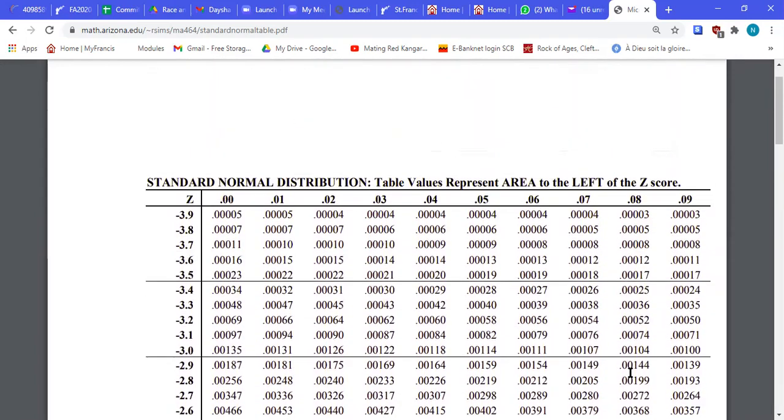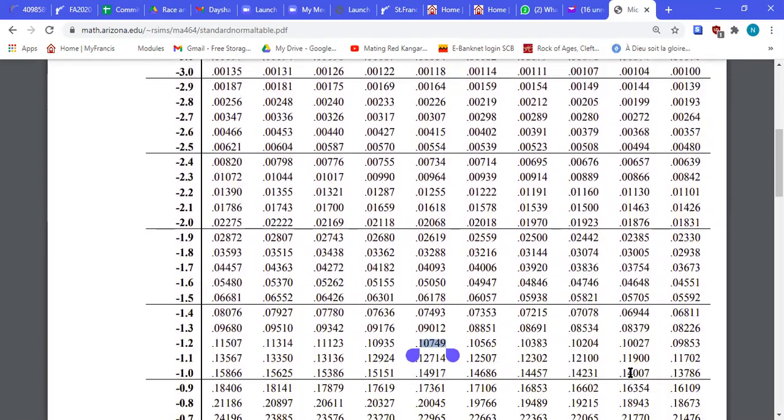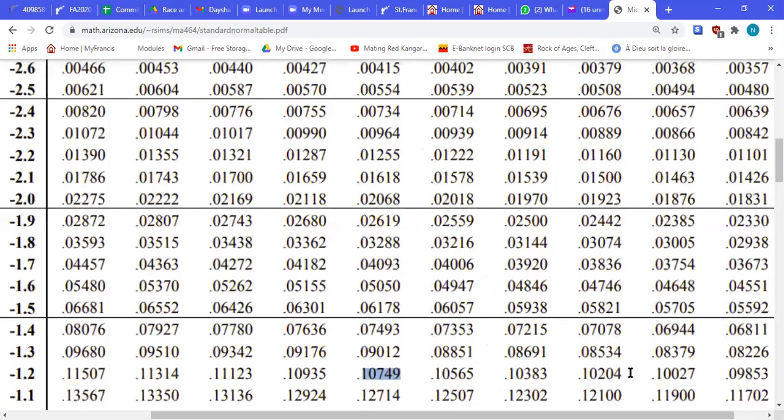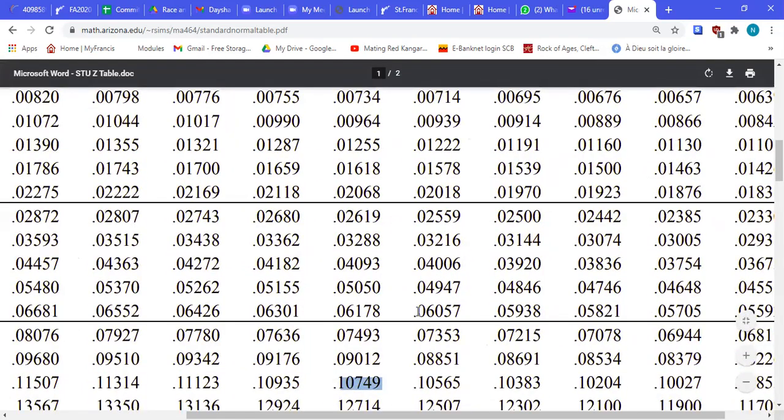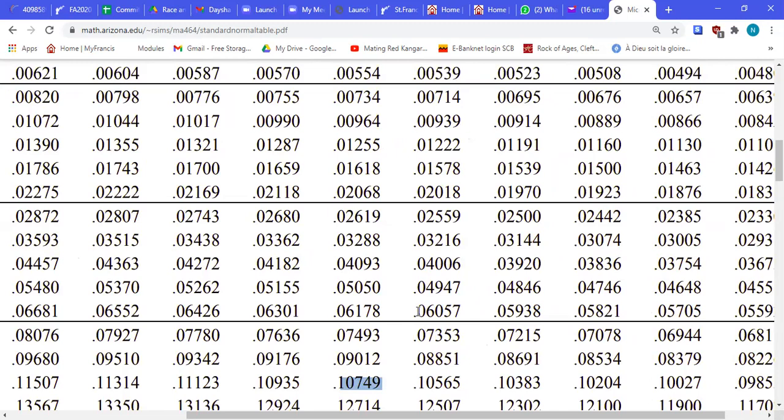I should move up and see 0.4. Can you see that number? That is the area to the left. So this table gives us the cumulative distribution function of Z.